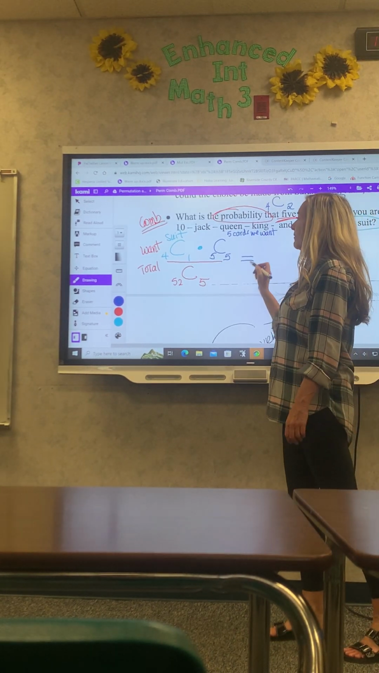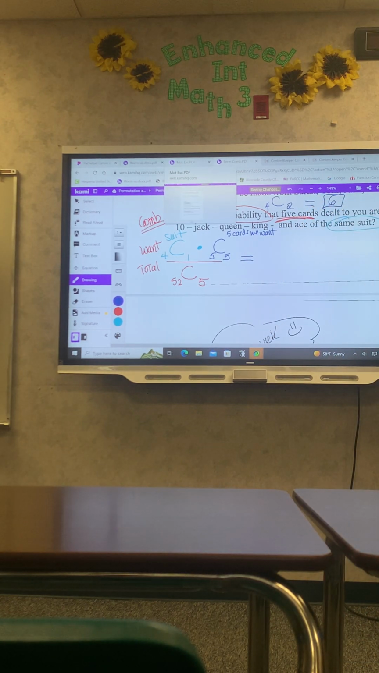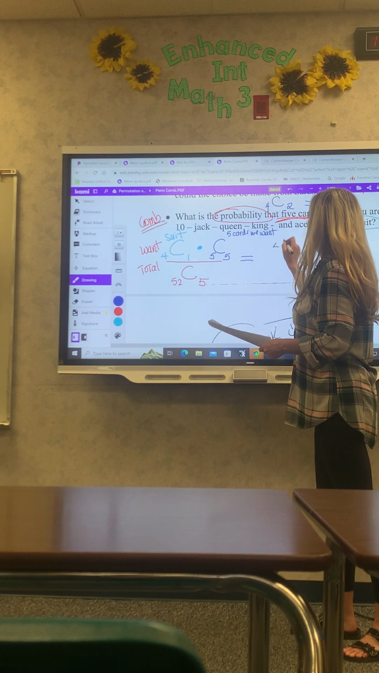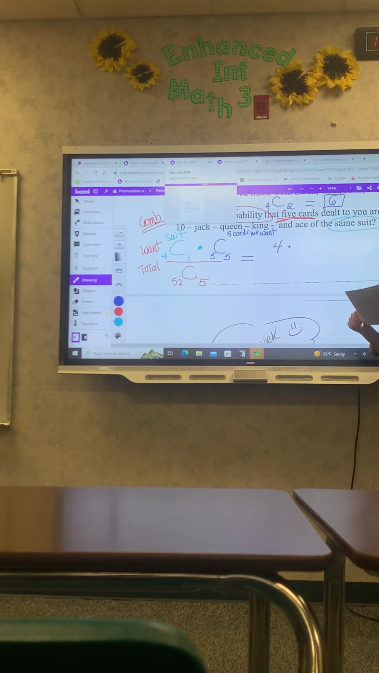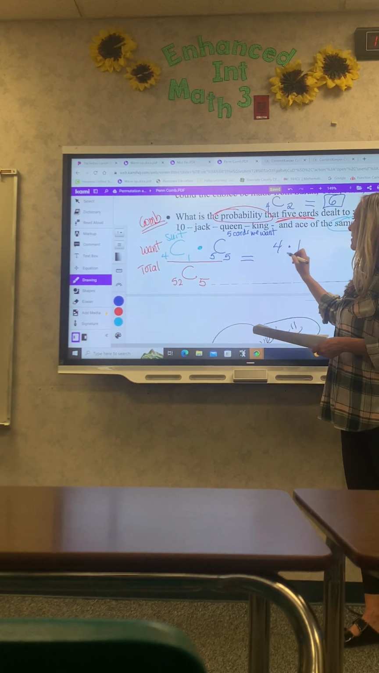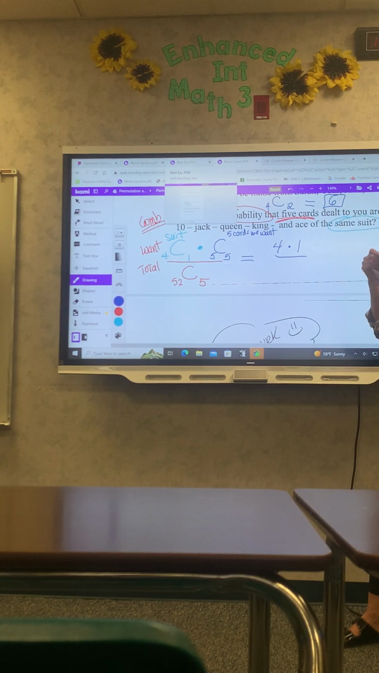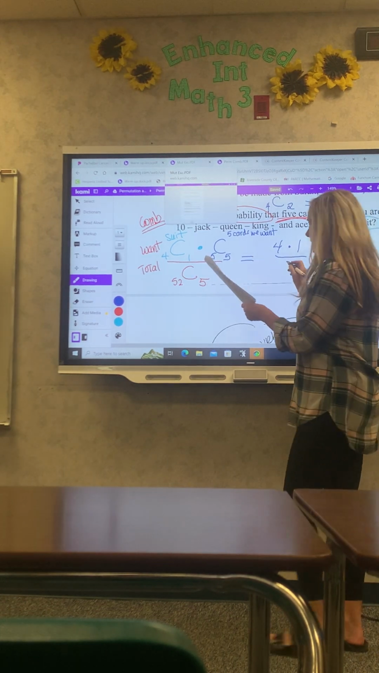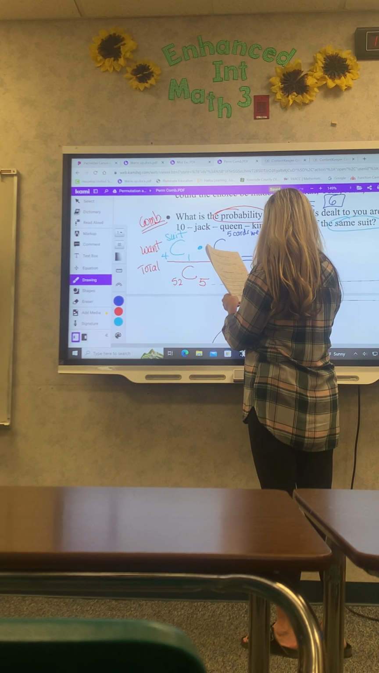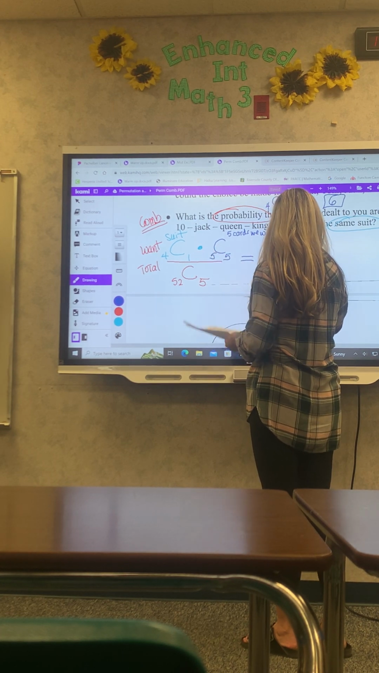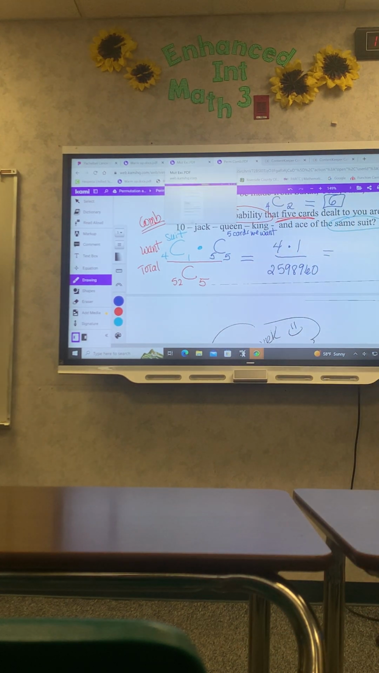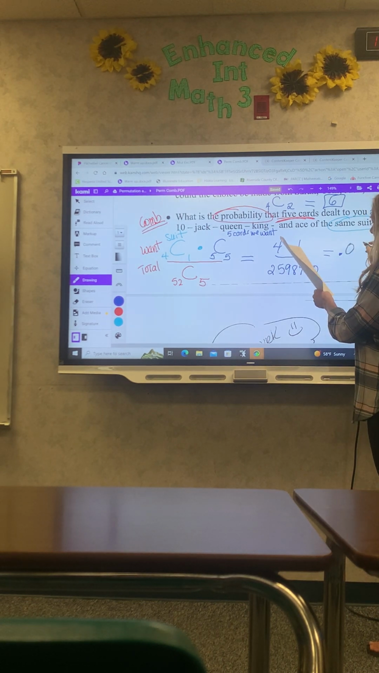Now, if I were you, I would do this separately on my calculator, although some of you aren't gonna listen to me. Like 4 choose 1, I would do that, that would be a 4. 5 choose 5, that's actually gonna be a 1. 52 choose 5, we did it up above. It's the big number, 2598960. And then when you divide that out, smallest probability we've ever seen.